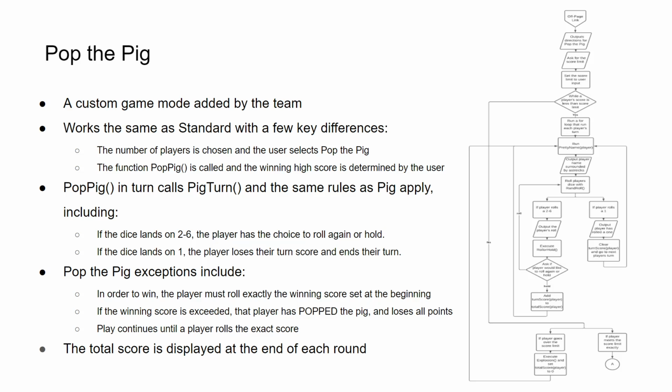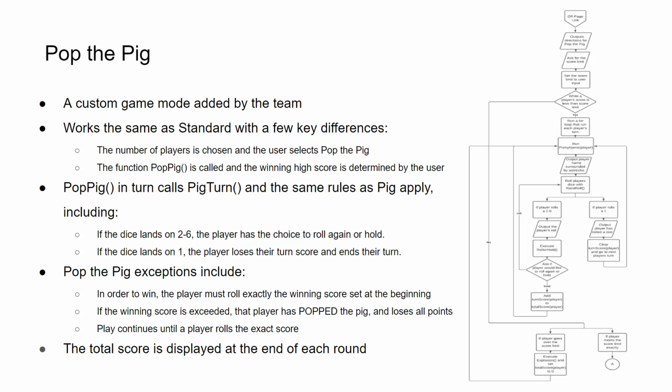The final game mode was a custom game mode designed by the team called Pop the Pig. It works the same as standard, but with a few key differences. The number of players is chosen, and the user selects Pop the Pig at the start. However, when the function Pop the Pig is called, the winning high score is determined by the user. If the dice lands on 2 to 6 during Pop the Pig, the player has the choice to roll again or hold. If the dice lands on 1, the player loses their turn score and ends their turn. This is the same as the original pig turn function.